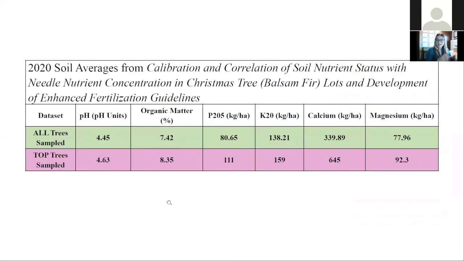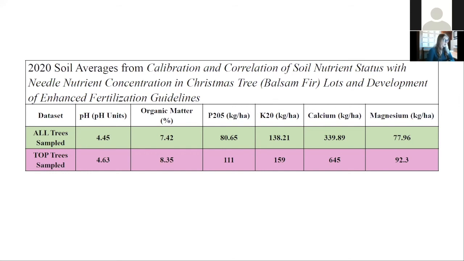Now, this is a simplified chart so that we can try to summarize all that discussion we just had. So this is the soil averages from our project that I discussed earlier. In green, you get all the trees that were sampled, so everything ranked 1 all the way to 9, which was our highest ranked tree. And then in pink on the bottom, you've got our top tree samples. This is our top 2% that we just discussed in more detail.